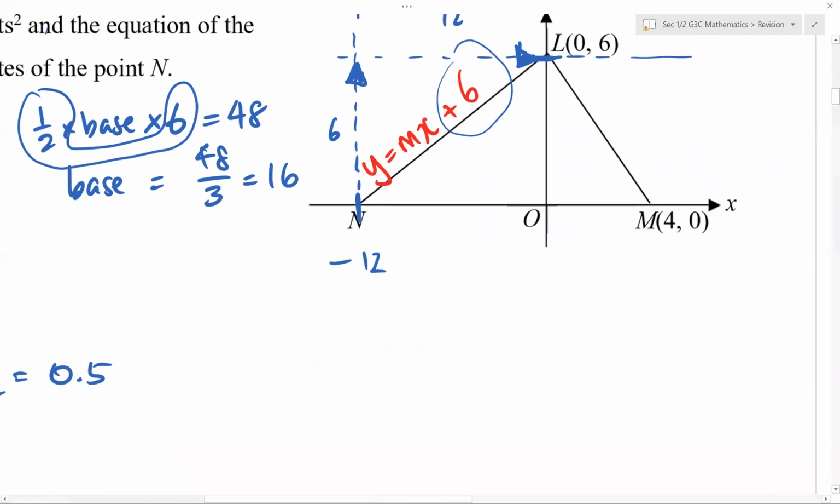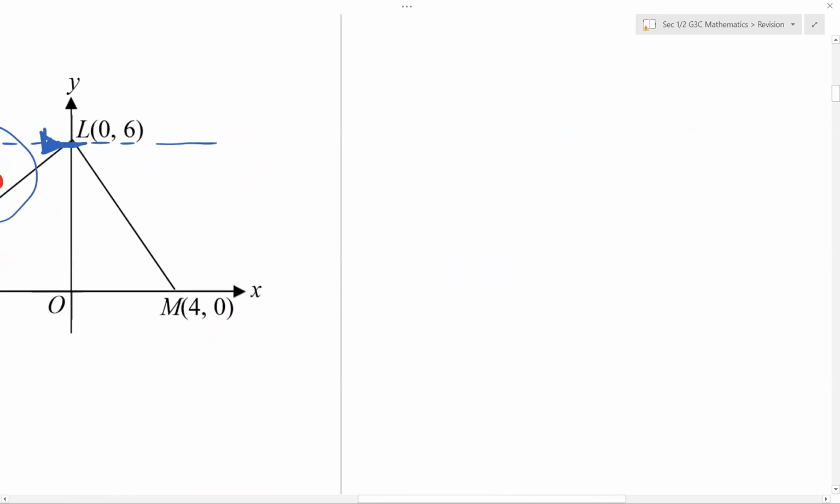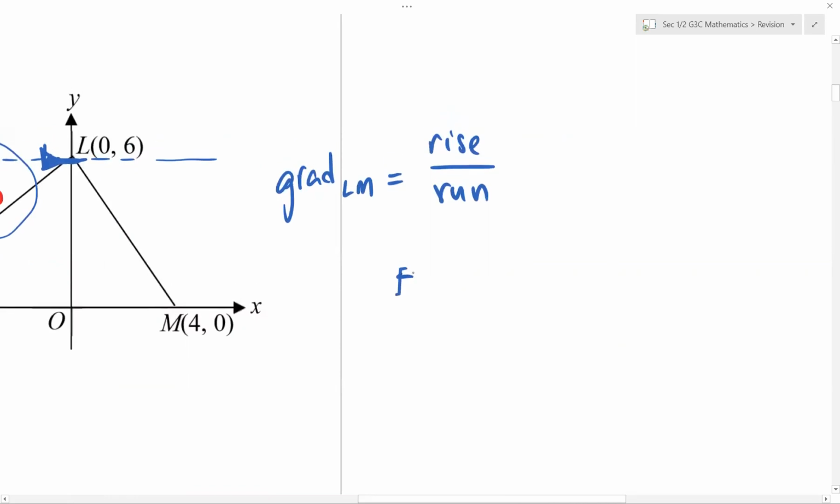Just as a practice, they didn't ask for it. What is the gradient of this line that is sloping down? So gradient LM. This is a short form of writing it. Gradient of LM, again, it's going to be rise over run. Okay, you have to remember, we rise from the bottom. Always from the bottom. And we have 2 points over here. Choose the point that is at the bottom, rise up.